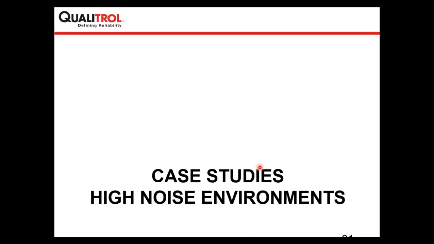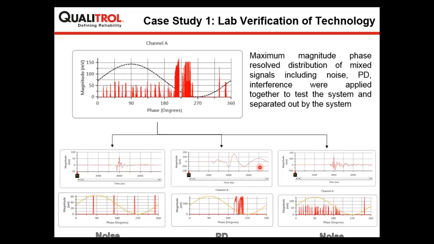So here I will be presenting some case studies which will help you to understand how we are separating out different activities and how we are classifying them as partial discharge or noise. The first case study is very simple. We had the lab verification of the technology where we introduced different types of signal. This was the cumulative, which is showing all the activities.